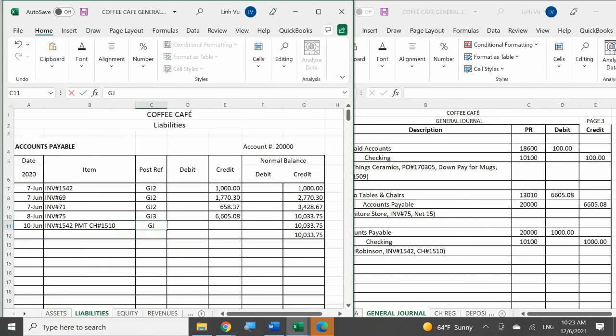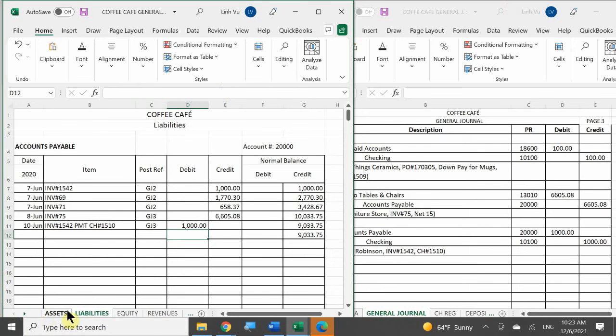General journal number 3. And this time it's on the debit side. It's on the debit side for $1,000. So therefore, a debit is going to decrease my liability, telling me that I'm going to have $10,033.75. I'm going to decrease it by 1,000 to give me now $9,033.75. Okay? So that's how this works right here.